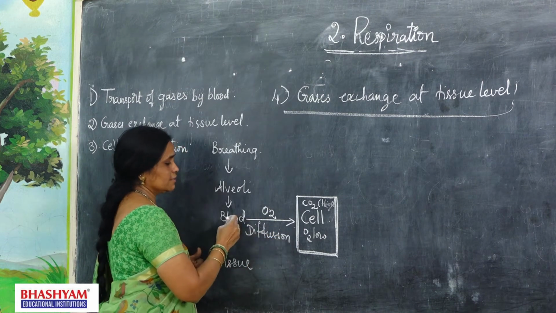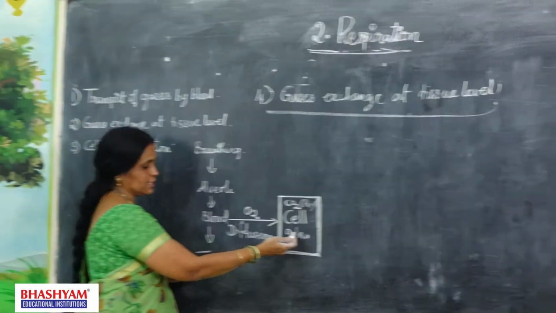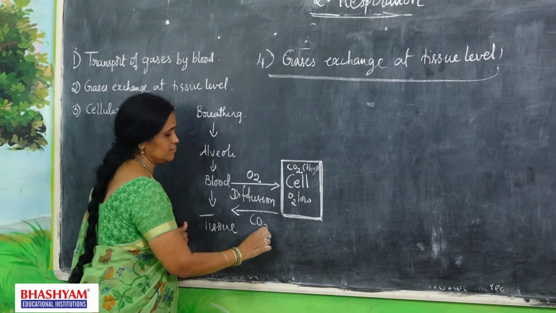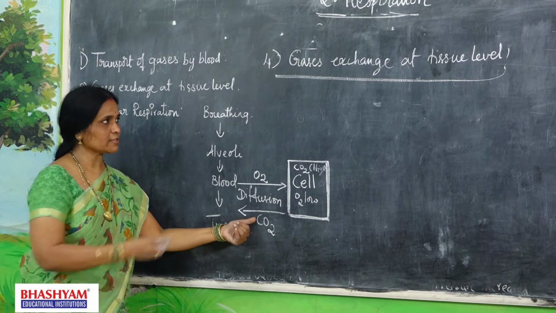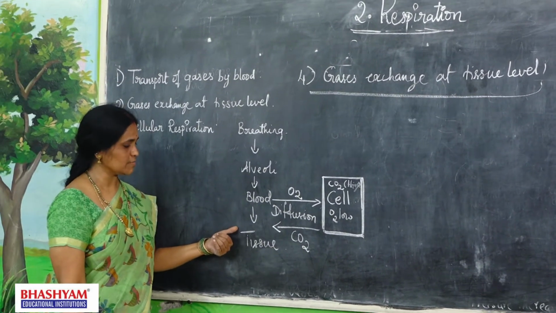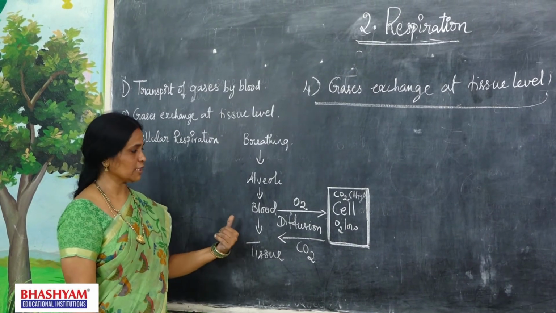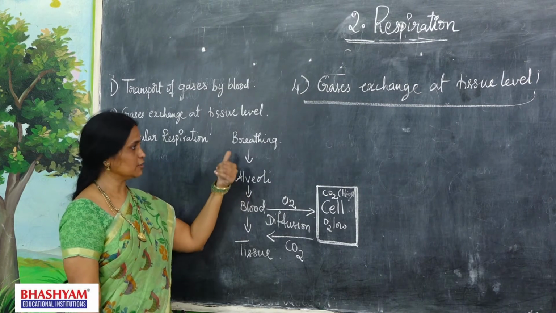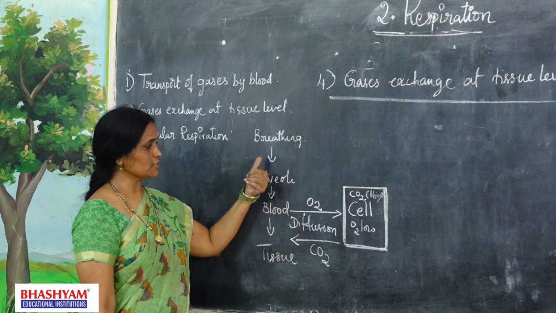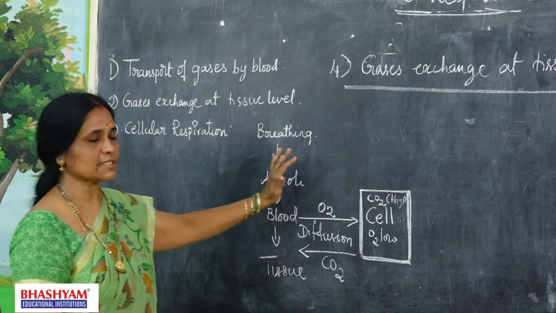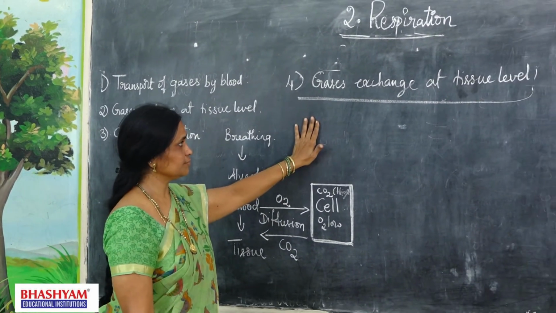From blood, oxygen is released into cells. In return, blood collects carbon dioxide from cells. This carbon dioxide, as already discussed, dissolves in plasma and results in the formation of bicarbonates. This carbon dioxide is released into the alveoli, from the alveoli to the nostril, and through the nostril it is sent outside. That is how exchange of gases takes place at tissue level.